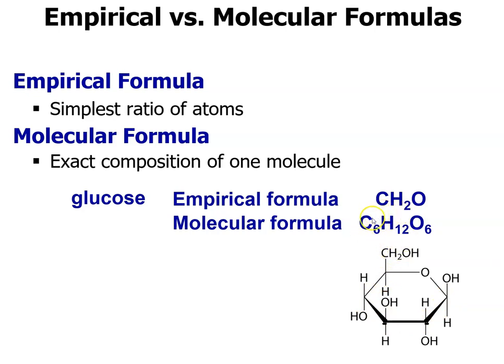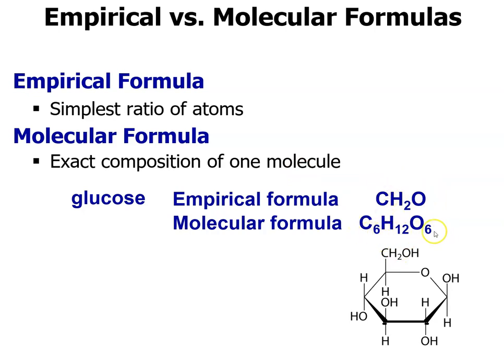So the molecular formula: if we account for the 1, 2, 3, 4, 5, 6 carbons, we have 6. And if you count all the hydrogens, there would be 12. And then there are 6 oxygens as well in this sugar molecule. This is the molecular formula. So it is the exact composition of a molecule, versus the empirical formula that's shown above.